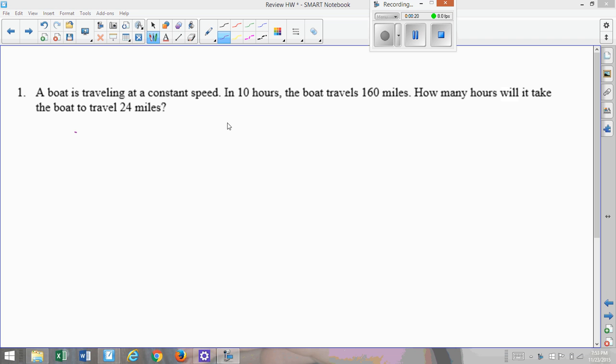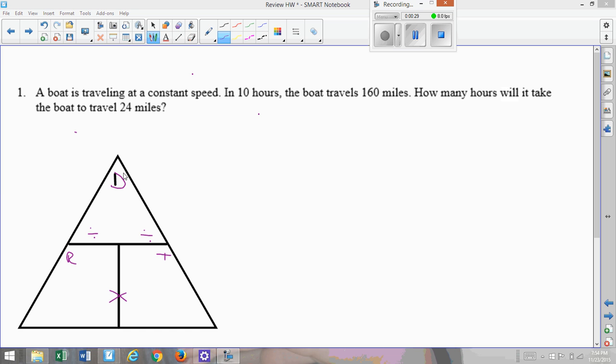You've got to figure out how fast the boat is traveling. So, this helps us do that. We know from our dirt pyramid that the boat is traveling 160 miles in 10 hours. So to do that, you would divide 160 divided by 10, which gives you 16 miles per hour. So we have 16 miles in every 1 hour.